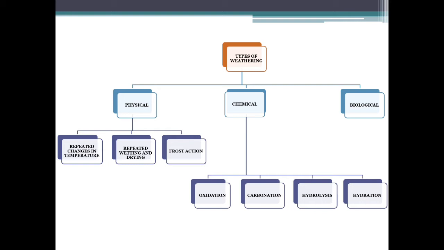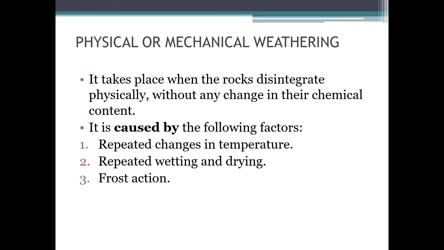The second type of weathering is caused by chemical factors, and they can be oxidation, carbonation, hydrolysis, as well as hydration. All these are the chemical factors which can cause weathering. The last one is biological factors, which includes animals, plants, and even microorganisms. Then there are physical and chemical weathering, which we have to discuss in this particular video.